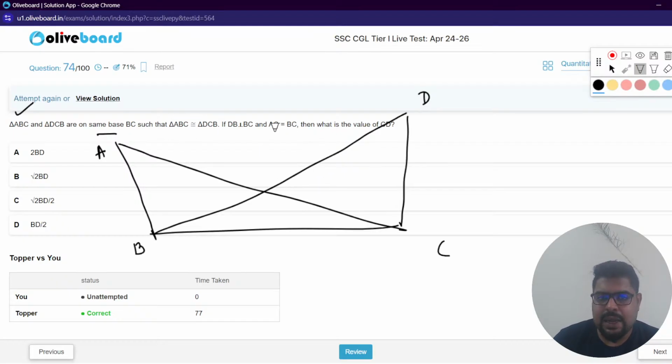AC is equal to BC. Okay, what is the value of CD? This part, this part value they are asking. Acha, DB is perpendicular to BC.